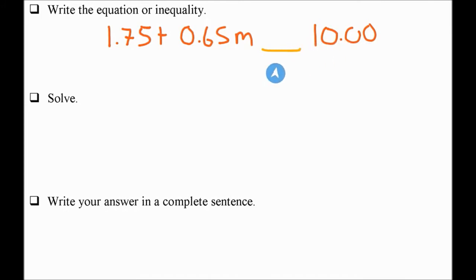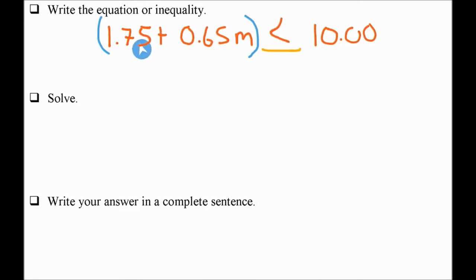We don't know where we're headed with this yet. Well, I already told you it's an inequality. But if Shane only has $10, then I know that all of this side is what Shane has to pay, right? Because we have $1.75 that he has to pay plus $0.65 for every mile that he travels. All of this, this entire quantity, which I'll group in blue, has to be less than the amount of money that Shane has.